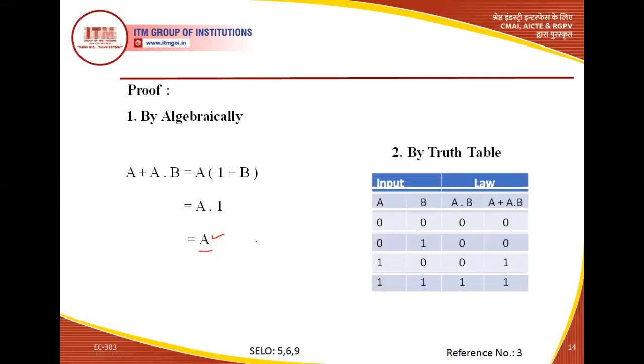We can also see that by truth table. So we take the two inputs A and B. First take the output A and B, that is 0 0 0 1, and perform the OR operation with A, which gives 0 0 1 1, which is equivalent to A. So from the truth table and algebraically, we see that A plus AB equals A. That is the absorption law.